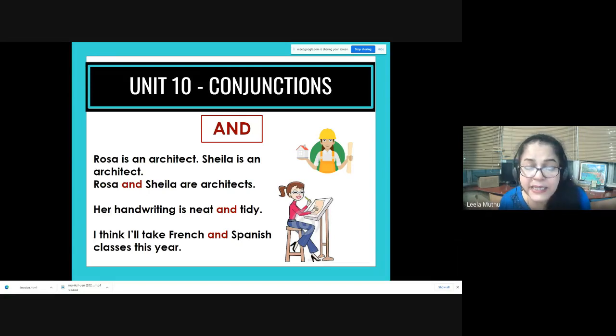Her handwriting is neat and tidy. So just imagine two sentences. Her handwriting is neat. Her handwriting is tidy. So we just made it into one easy, short, simple, precise sentence. Her handwriting is neat and tidy, right? So two ideas or two adjectives are joined together here to describe her handwriting.